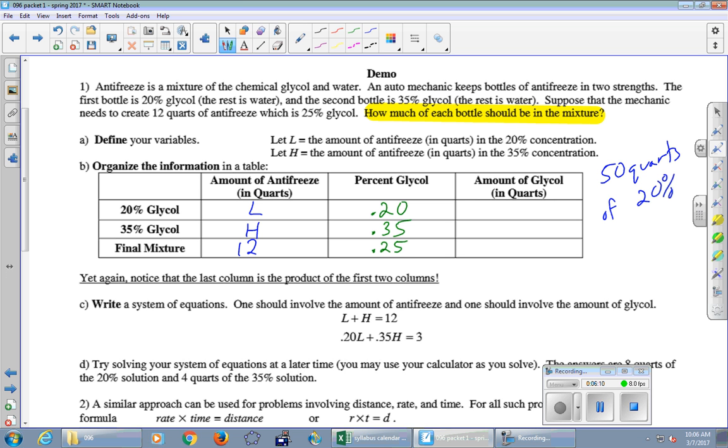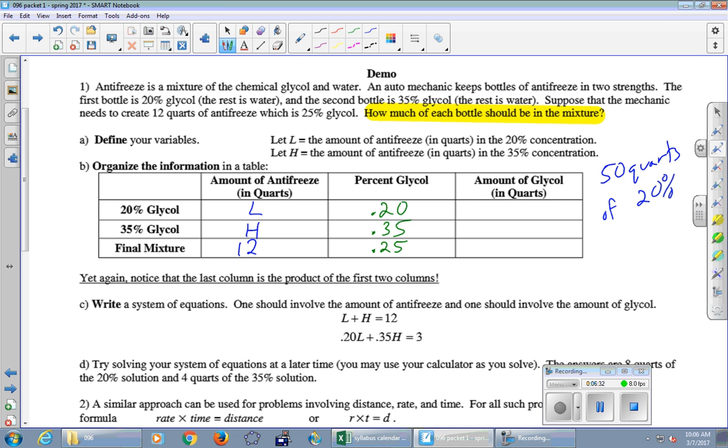What's that? We'd multiply, right? 50 quarts times 20%, 50 times 0.2. It's 10. 10 of these quarts are the chemical glycol, and the other 40 of those quarts are just water, okay? What I'm interested in is how do we get the amount of glycol? In this case, it's just 50 times 20%.